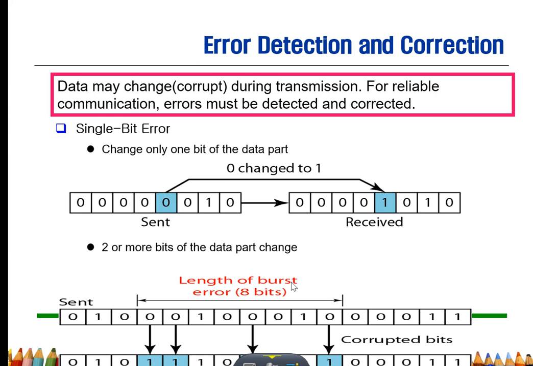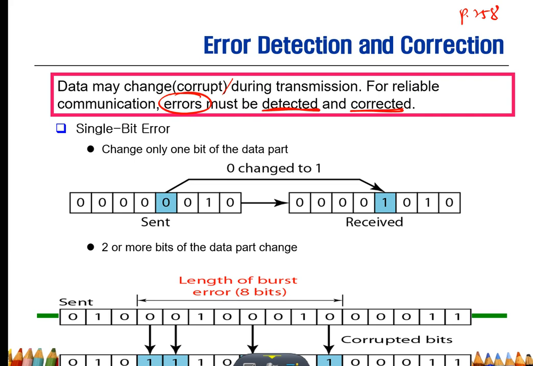So let's go back to your book, page 185. We can say that data may change or be corrupted during the transmission from the sending to the receiving node. For reliable communication, errors must be detected and corrected.